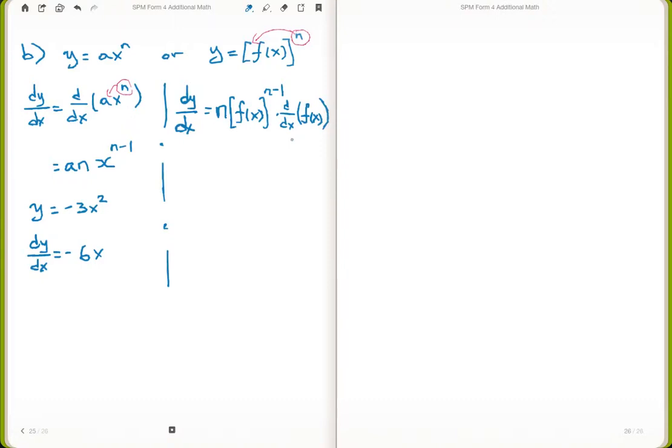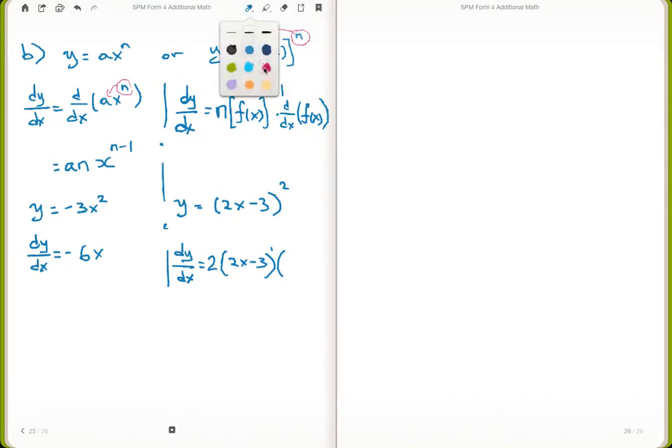Let me show you an example. For instance, if you were to have a function, example, y is equal to (2x minus 3) power 2. You may of course expand it and then differentiate it, but for this purpose, to show you how to use this equation, let's use it. So dy over dx would therefore be, you bring down the 2, you times whatever inside, 2 subtract 1 is 1, so it's 1. You don't need to write 1 if it's 1, but for the sake of learning, we'll do it. Times, differentiate whatever inside.